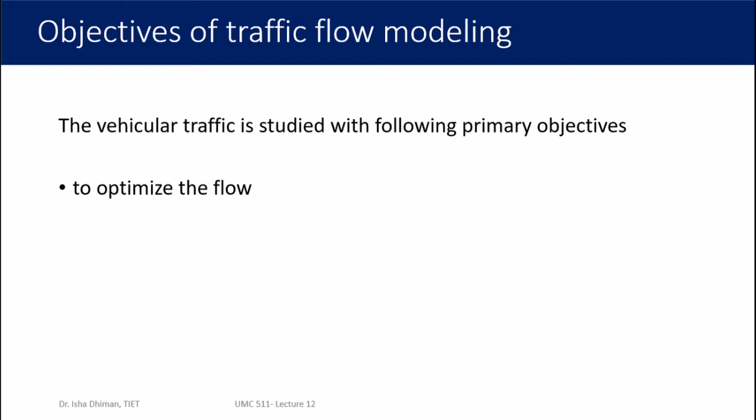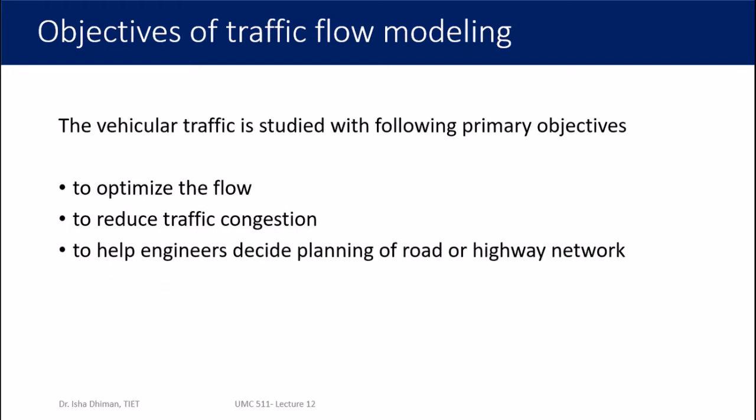So vehicular traffic is studied because we want to optimize the flow. We just don't want everybody to rush at the maximum speed. We want them to flow smoothly so that no congestion occurs. To reduce traffic congestion, I've just told you. To help engineers decide planning of road or highway network.